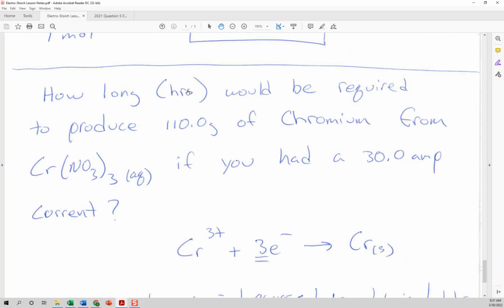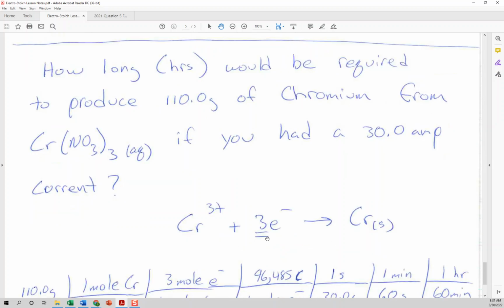So it says how long, in hours they want, would be required to produce 110 grams of chromium. And notice that our source of chromium is chromium 3 nitrate if you have a 30 amp current, okay? So the first thing you want to know is what's going to be our mole ratio of solid metal to moles of electrons. So notice it's a different ratio.